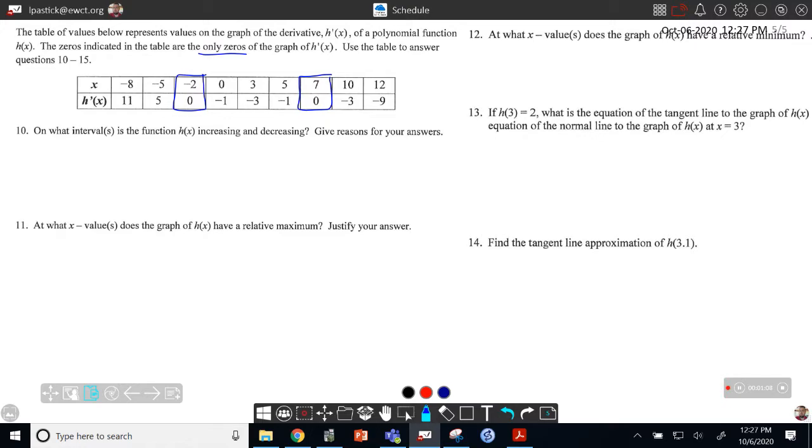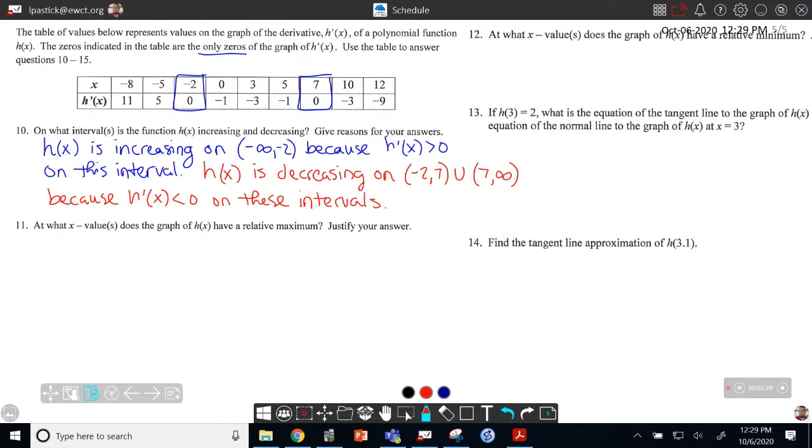So we know there's a 0 at -2. We know there's a 0 at 7. We want to know where the original function is increasing and decreasing. Well, it's going to be increasing wherever the derivative is positive and decreasing wherever the derivative is negative. So I can see locations where this is happening. I'm going to go ahead and answer this question. You do the same and we'll be back up in a moment.